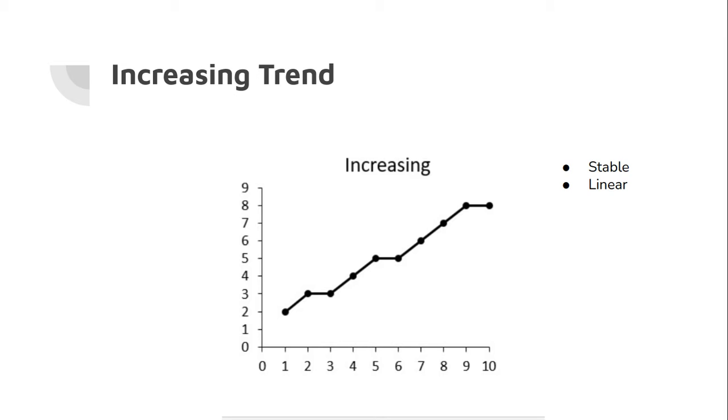So first here we have an increasing trend. With an increasing trend, we can see that it is both stable and linear. The data points in this trend obviously will increase, and we also see that they stay pretty close to this line, which means there's not a whole lot of variation. If we saw a graph like this, we would say that there's minimal bounce because, as I stated, the data points do not change very much. They stay very stable.